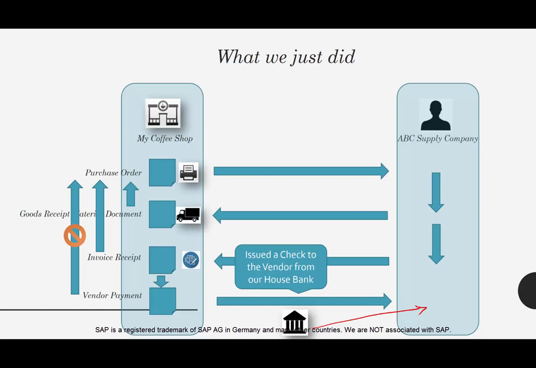And the difference between the previous transactions and the current transaction is that the goods receipt and invoice receipt were created with reference to a purchase order. But a vendor payment is not created with reference to the purchase order. It's created with reference to an accounting document created after you posted an invoice receipt. So invoice receipt posts an accounting document and vendor payment is done with reference to the accounting document.